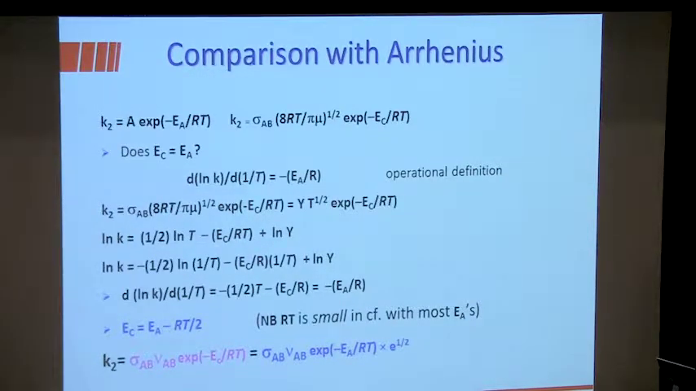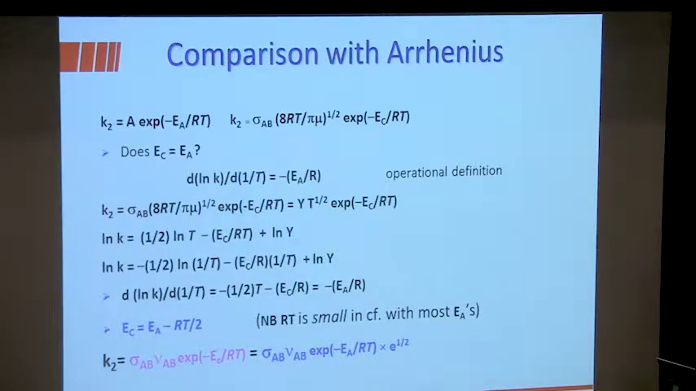So we're just getting the log of that. And then we have log k is equal to minus a half times log 1 over T, minus EC over R times 1 over T, plus log Y. So then we have the differential of log k with respect to 1 over T is equal to minus a half times T minus EC over R. And that's equal to, we had up here, minus EA over R.